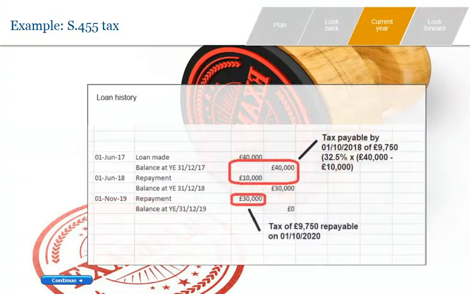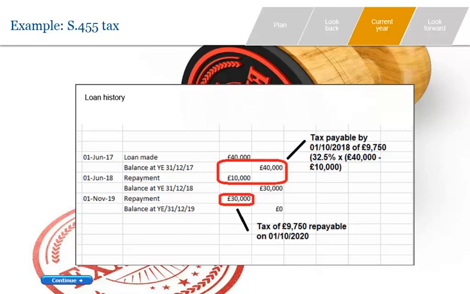In this example, the company made a loan of £40,000 to a participator during its year ended 31st December 2017. Of that amount, £30,000 was outstanding 9 months after the end of the period, i.e. 30th September 2018. This gave rise to a Section 455 tax liability at 32.5% of £9,750. The tax was payable by 1st October 2018. The loan is repaid in full during the year ended 31st December 2019. The Section 455 tax is repayable to the company on 1st October 2020.